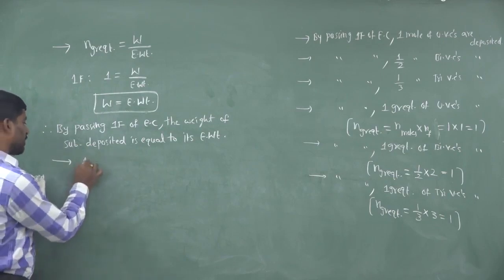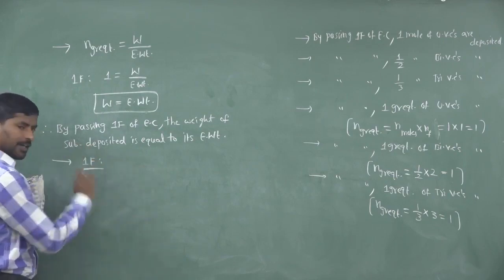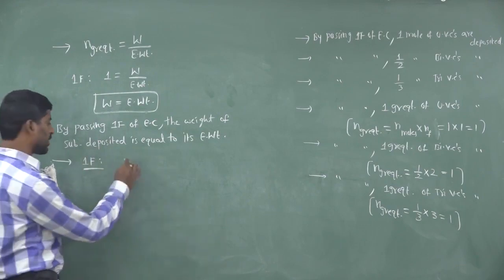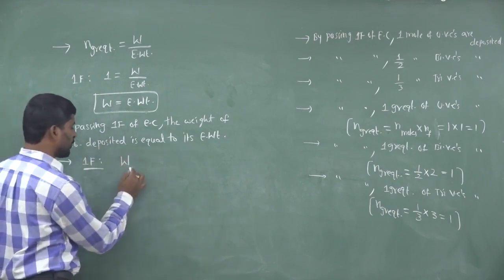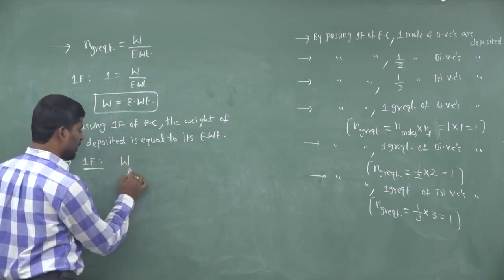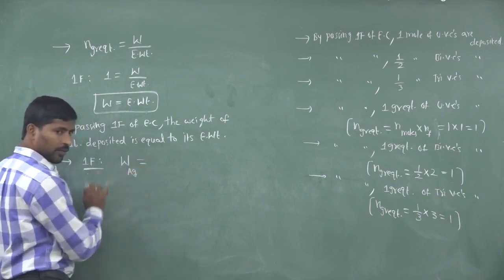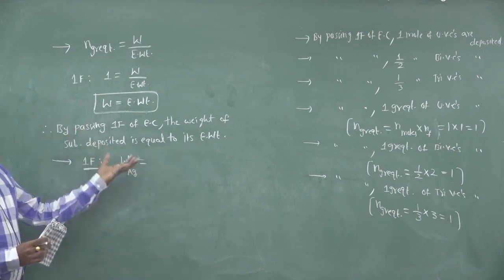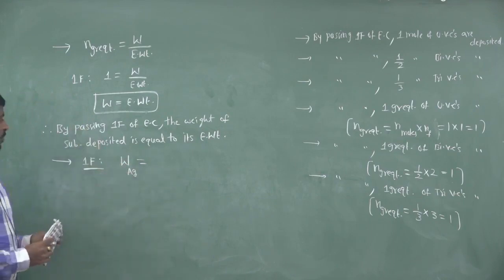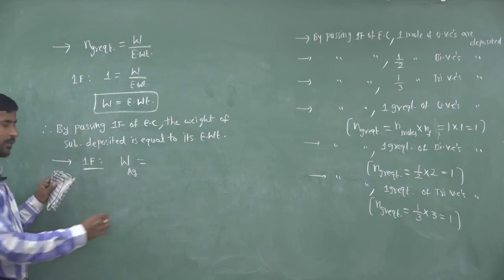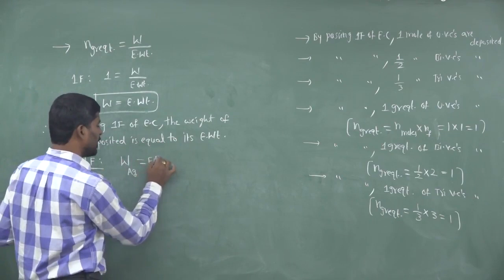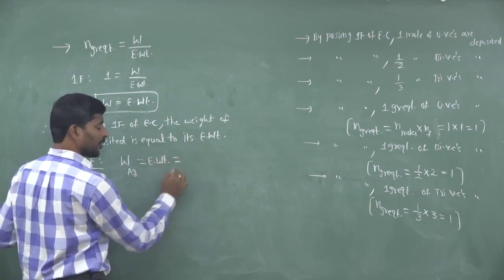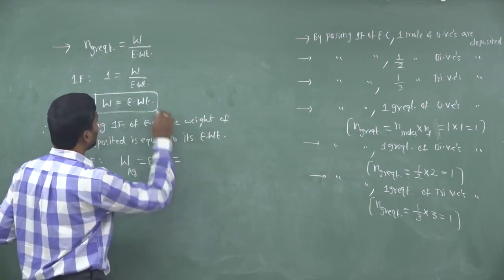For example, we are passing 1 Faraday of electric current, and then what is the weight of Ag plus ions deposited? And what about weight of silver deposited? In the solution we have Ag plus, which is deposited as Ag. What is the weight of silver deposited? Weight of silver deposited is nothing but what? Equivalent weight.